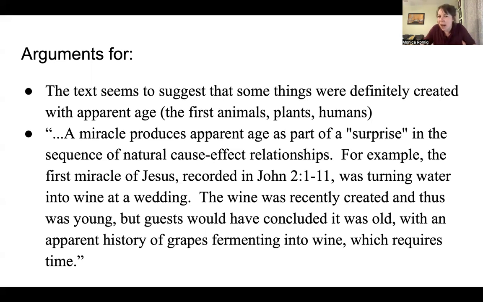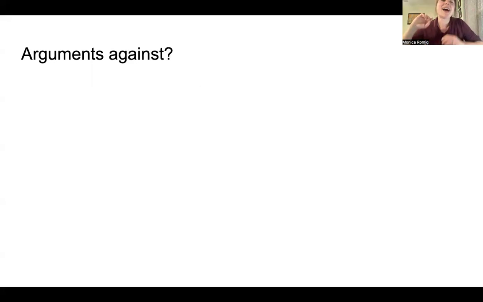But had that wine actually been fermenting from grape juice all that time? No, Jesus made it in an instant, as if it had been fermenting for all that time. So we see Jesus performing that kind of miracle as his first miracle. Why wouldn't God do that when he's initially creating the world? Okay, I just really love that theory.